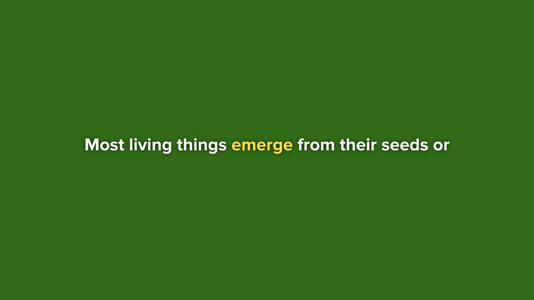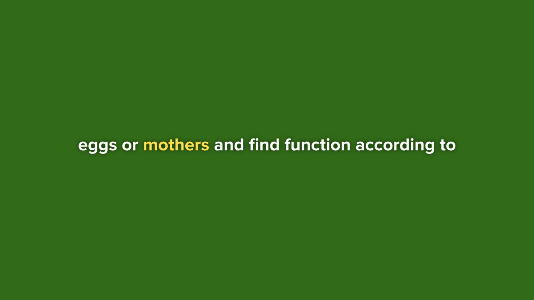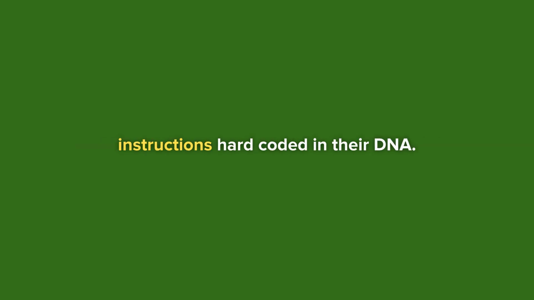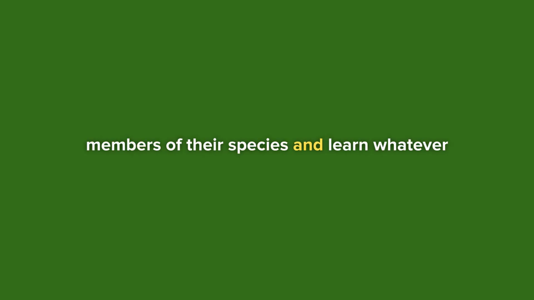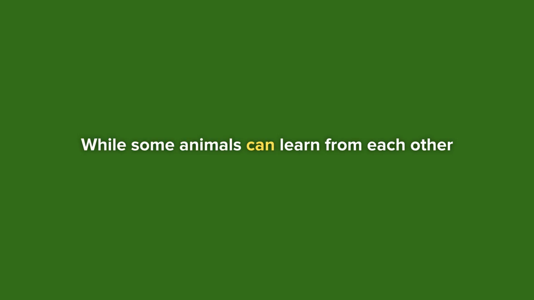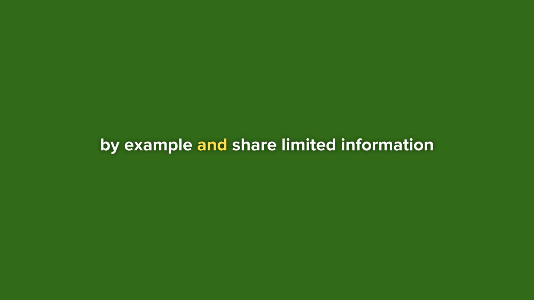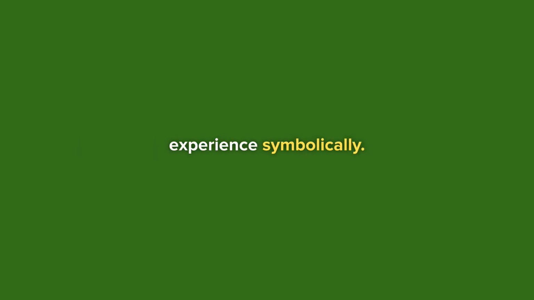Most living things emerge from their seeds or eggs or mothers and function according to instructions hard-coded in their DNA. They are taught little or nothing by other members of their species and learn whatever they can through direct individual sensory experience interpreted instinctually. While some animals can learn from each other by example and share limited information through sounds and gestures, humans have the potential to share nearly the whole of their experience symbolically.